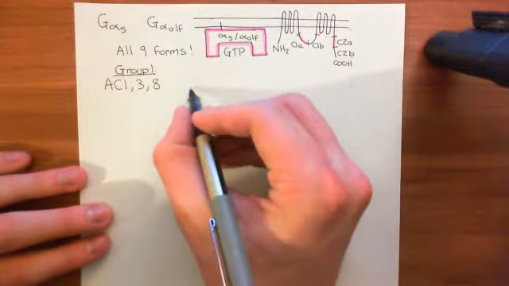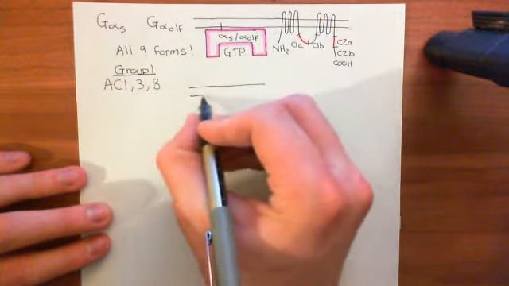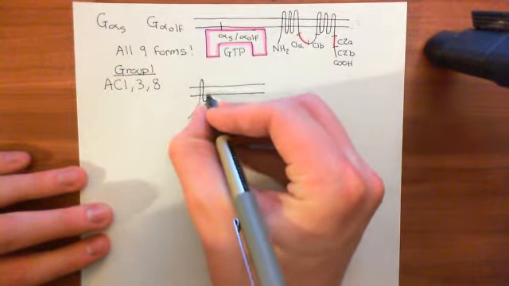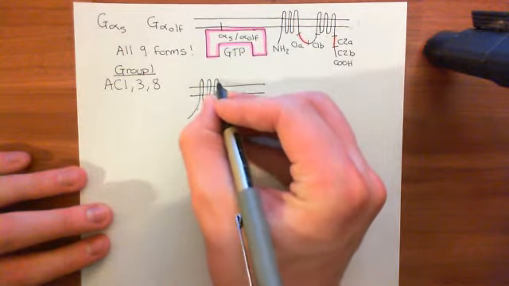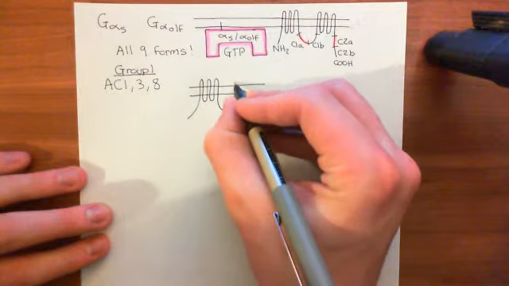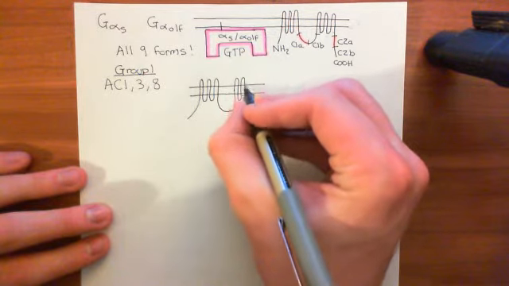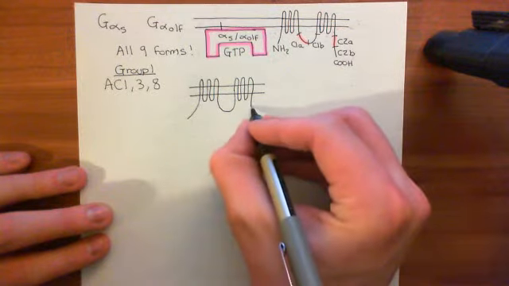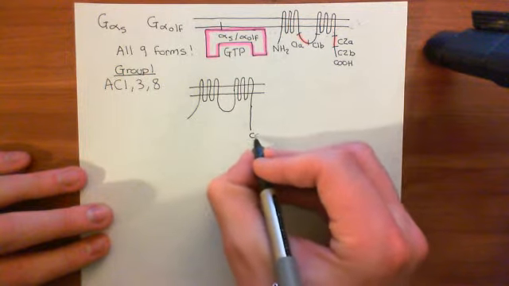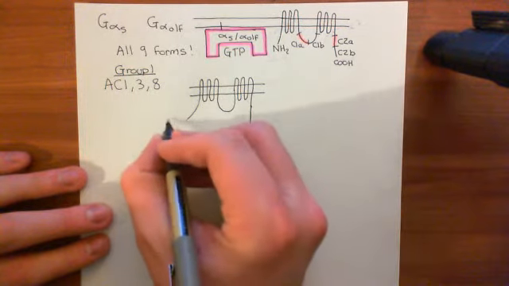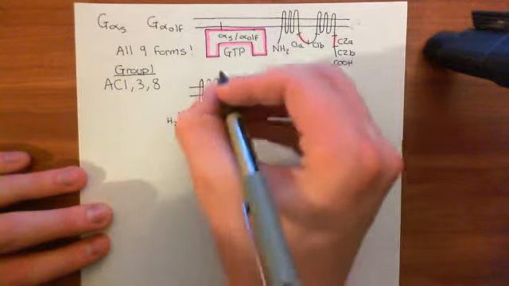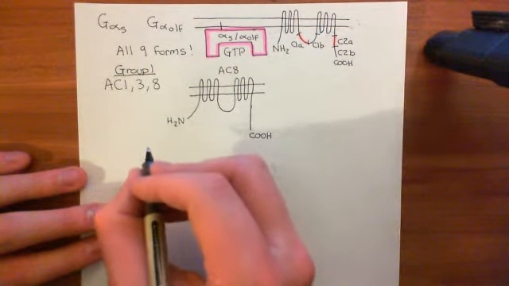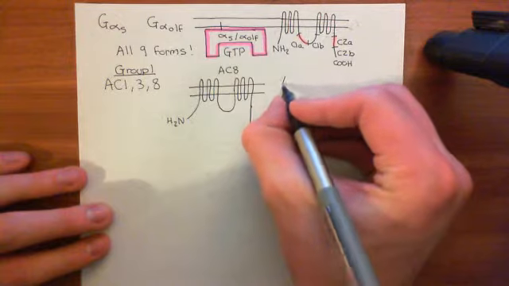Let's start with adenylyl cyclase 8, because it has a rather interesting mechanism of calcium activation. Adenylyl cyclase 8 does not have a binding domain for calcium within the protein structure, so it needs the help of another protein to bind calcium. What's going to happen is that adenylyl cyclase 8, which I've drawn here, is going to bind to another protein which in turn will bind to calcium, and this other protein is calmodulin.